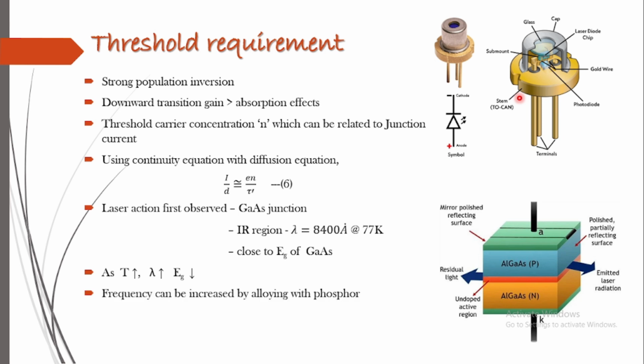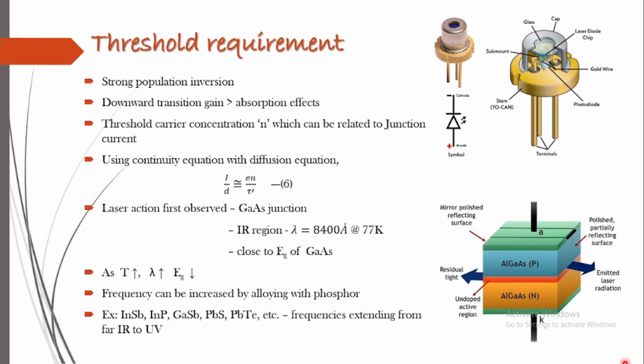And the frequency can be increased or brought into the optical region by alloying the material with phosphorus, which has a wider band gap. So tuning is possible here, which is generally not possible for other types of lasers. And some examples of semiconductor lasers are indium antimonide, indium phosphide, gallium antimonide, lead sulfide, etc. And their frequencies extend from far infrared to ultraviolet region.